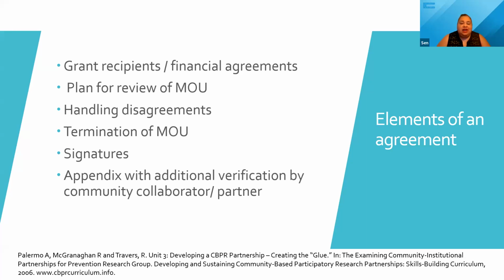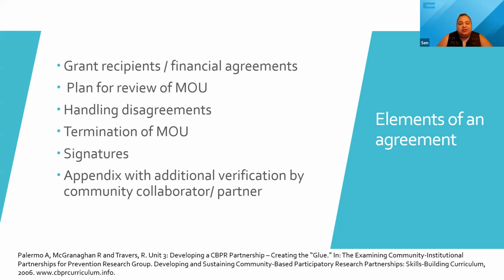It does seem like it will never happen that you could exceed your capacity to work through an issue, but sometimes it does, and it's very normal and human for that to happen. Another piece is the termination of the MOU. So under what conditions will the team terminate this agreement? And then, of course, there's things like signatures.